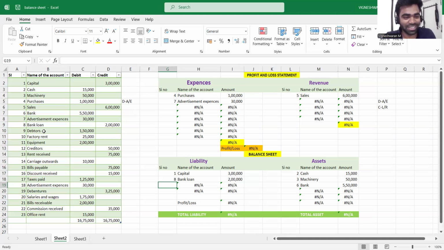Okay, so ninth one, debtors. Debtors are someone who will give us money. So debtors will be an asset for us.